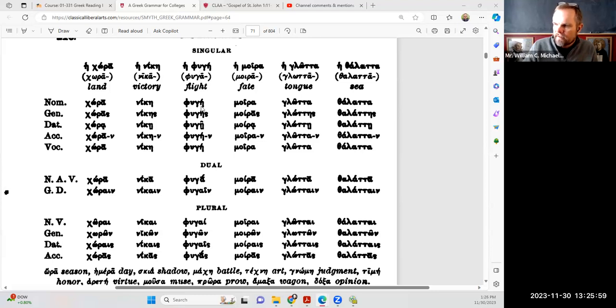Fuge also has eta. Moira ends in alpha. Glota ends in alpha. And thalata ends in alpha. So you can see that these are the same forms as the basic names themselves. That's the nominative form, the basic name. Then we go down to the genitive case and look across this row. Look across this row and tell me, what do these genitive forms have in common? What do you notice that's common to all these genitive forms? What do you notice?